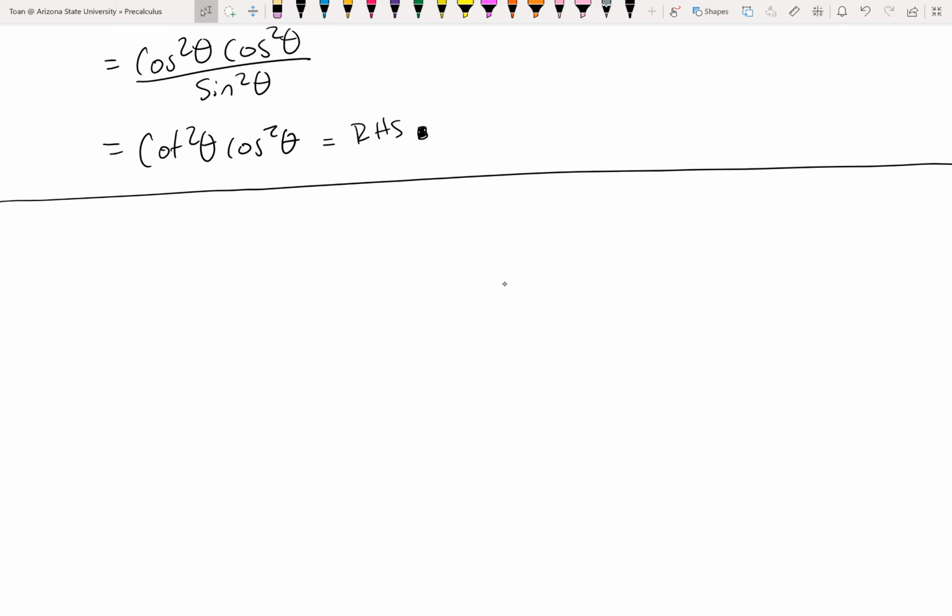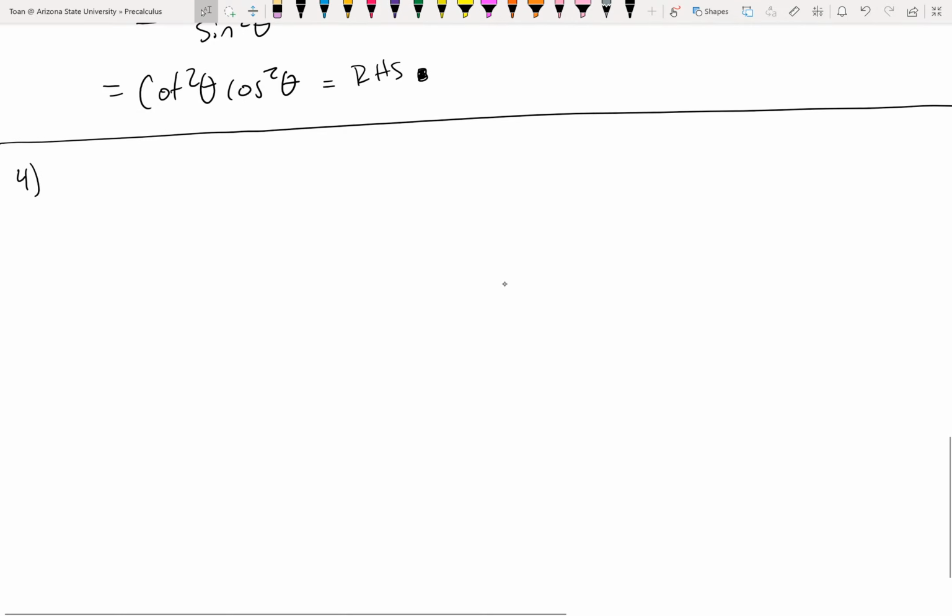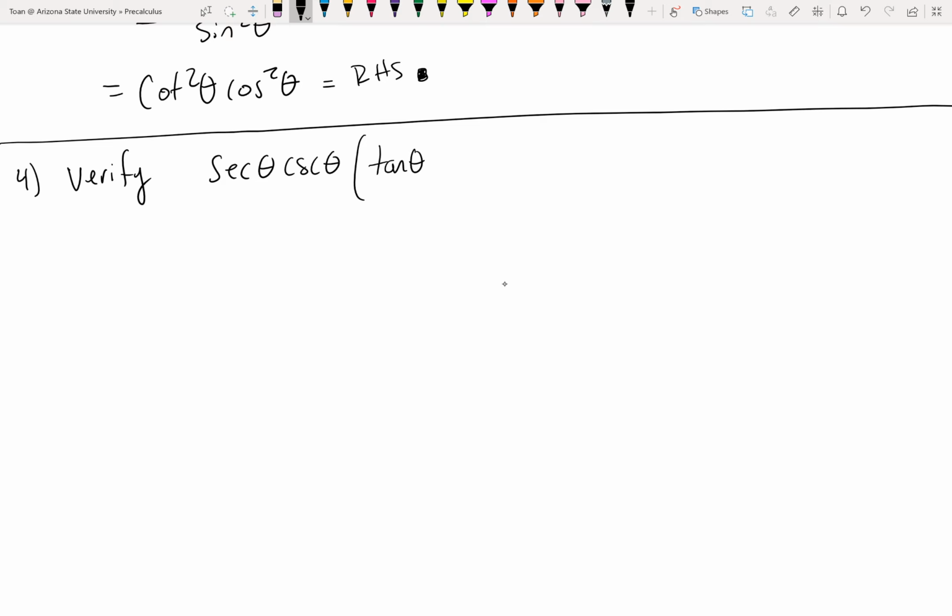And last but not least, number 4 asked us to verify secant theta times cosecant theta times tangent theta plus cotangent theta is equal to secant squared theta plus cosecant squared theta. Once again, I'm going to start on the left-hand side just because I feel like it. It looks more complicated. And as before, let's just convert everything to sines and cosines.